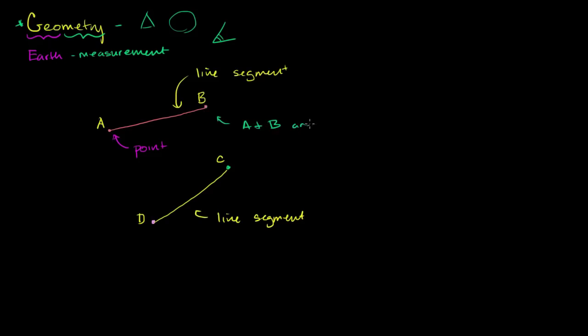So let me write this. A and B are endpoints. Another definition right over here. We could have called them aardvarks or end armadillos, but we as mathematicians decided to call them endpoints because that seems to be a good name for it.